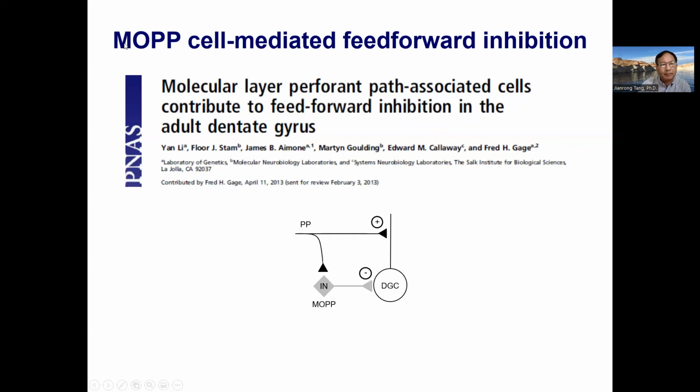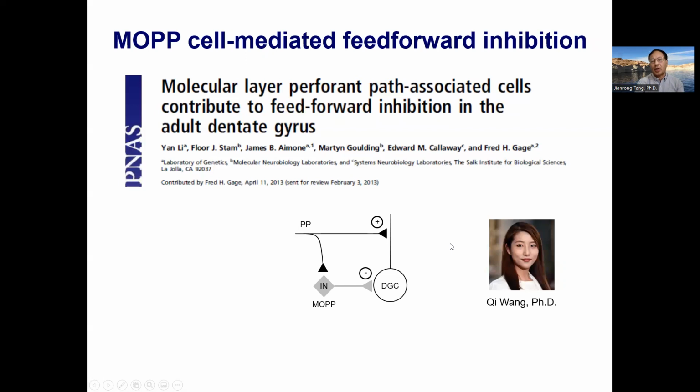We were particularly interested in a group called MOPP cells, molecular layer perforant path-associated cells, which have been previously identified to mediate feed-forward inhibition in the dentate gyrus. So here the perforant path projects to the dentate granule cells, and the collaterals activate MOPP cells, which project to the same group of dentate granule cells. So another postdoc, Tai, performed the following slice experiments.